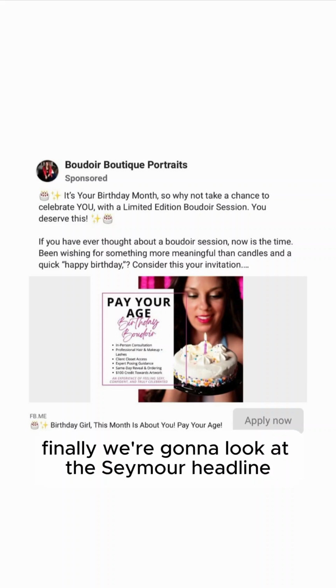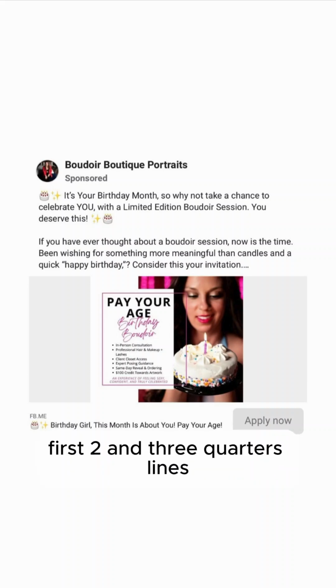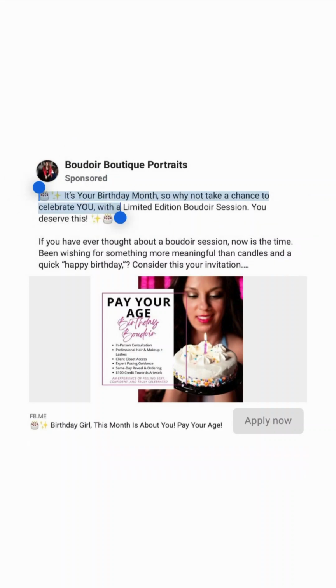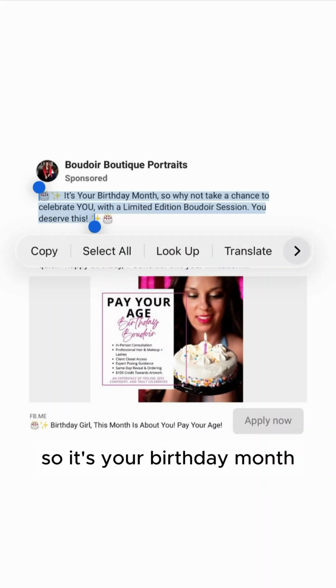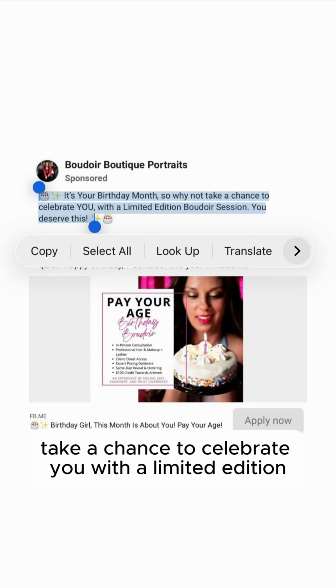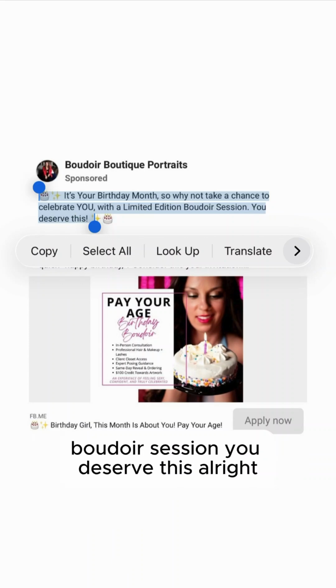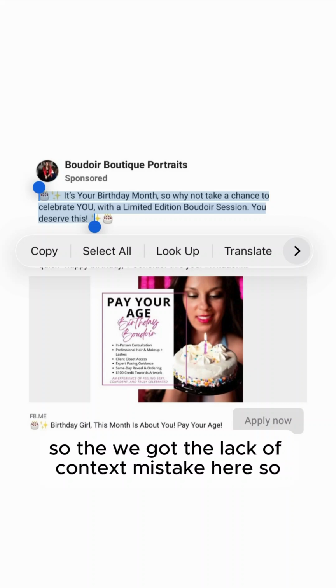Finally, we're going to look at the See More headline, first 2 3/4 lines, Facebook mobile news feed. So we're using 2 1/4 lines here. "It's your birthday month, so why not take a chance to celebrate you with a limited edition boudoir session? You deserve this." All right, so we got the lack of context mistake here.